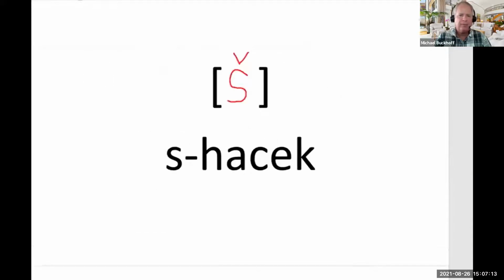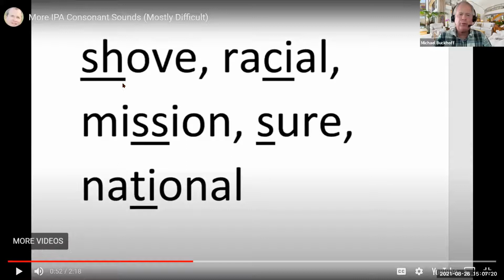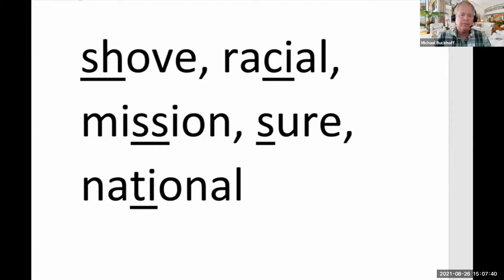Here you go. The S hat check. Shove. And this is really, really tough. Look at all these things here. The SH, the CI, the SSI, the SU, and the TI all represent the sh. Racial, mission, sure, national.